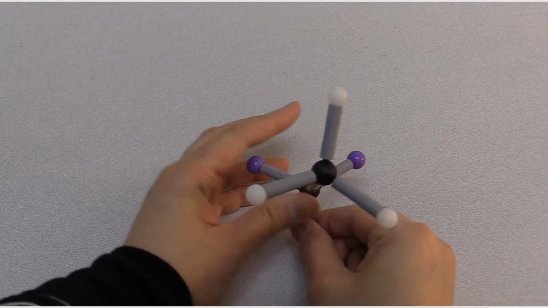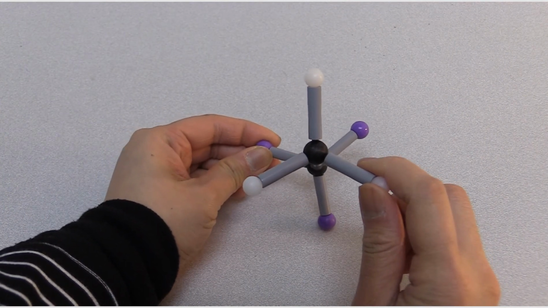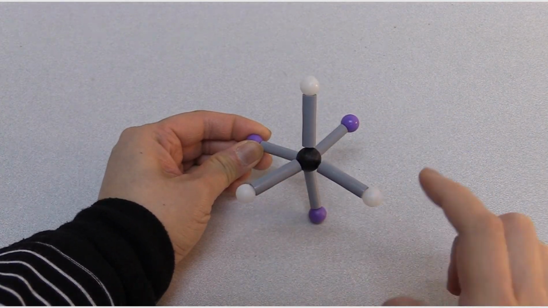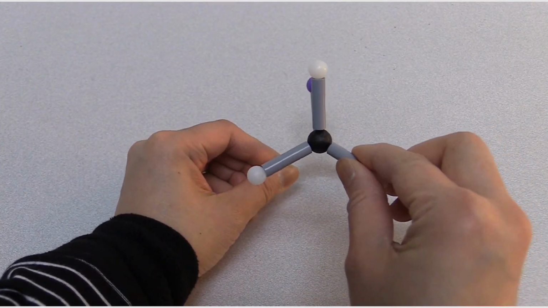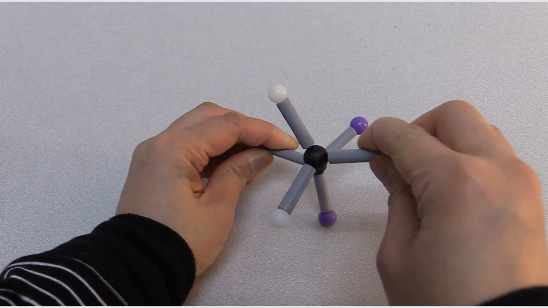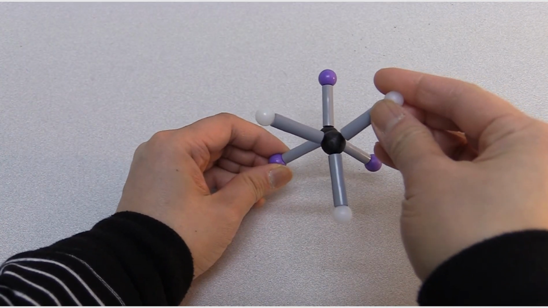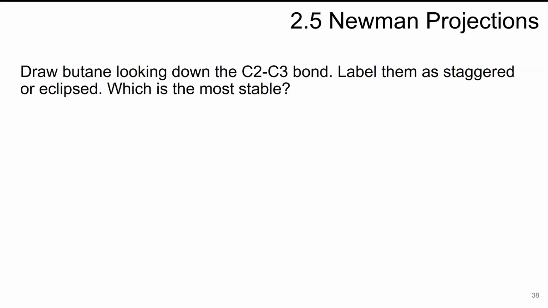So, right, here's the ethane again. This is the staggered conformation where all of these are as far apart from each other as possible. If I rotate it just 60 degrees, now it is eclipsed. You can barely see the hydrogens that are behind these front hydrogens here. So this would be staggered, which is lower in energy and is favored. This is eclipsed. So what we want to do is draw butane, looking down the carbon 2 carbon 3 bond, label each of them as staggered or eclipsed, and then determine which is the most stable.